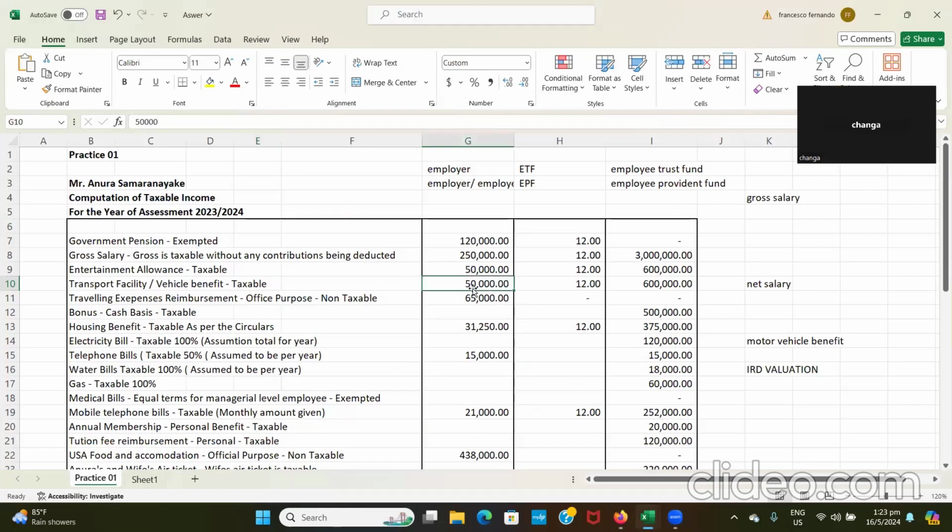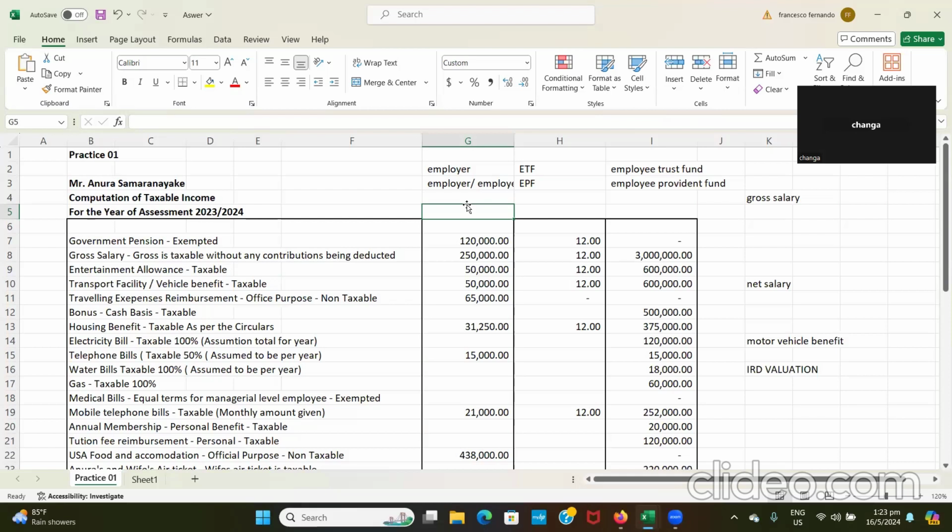Yeah, so 50,000 comes for the vehicle 20,000, driver 10,000, and fuel 20,000. This is for a month. And how we identify it is basically we check if they have said it's for official purposes or for both official and personal purposes. Since we can't really figure out which part of it was personal, we are just going to assume that all of it was used like that.